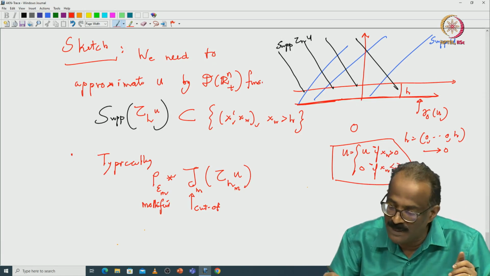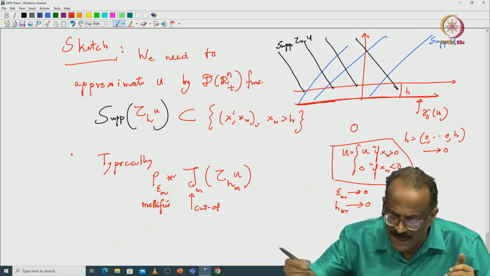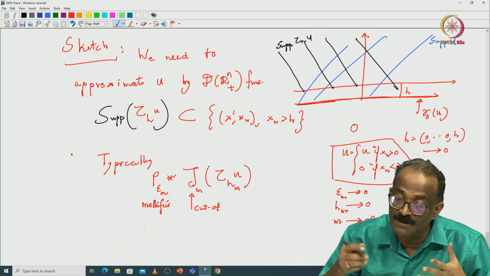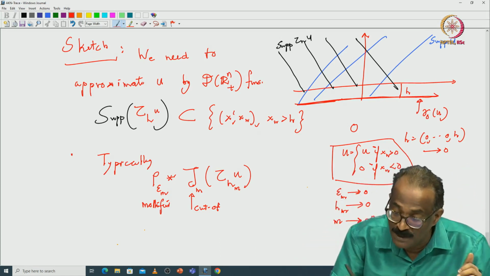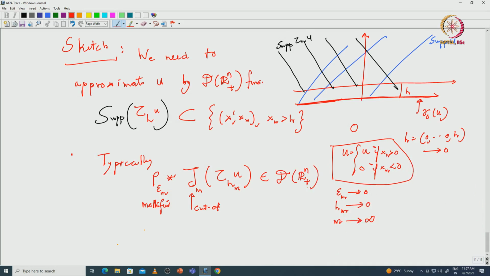You can make everything, epsilon m goes to 0, hm goes to 0. You choose appropriately like that, as m tends to infinity, so that even after convolution the support is inside. So this you can see is in D R n plus. That is how you do it, and then you have to show that this converges to u in H1 of R n plus. You can do that. Okay.